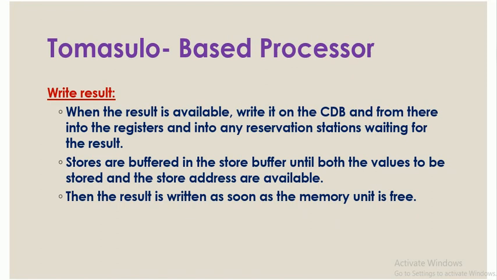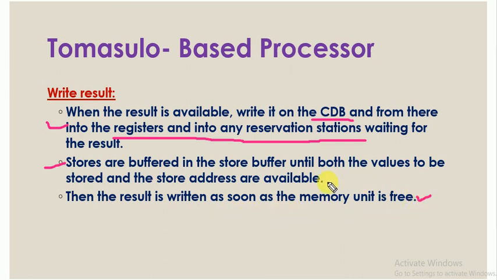Then the third stage is write result. When the results are available, the result is given to the CDB, the common data bus. The results are written from the functional unit onto the common data bus. From there, they go to the registers and to the reservation stations waiting for that particular result. If it is a store operation, stores are buffered in the store buffer until both the value to be stored and the store address are available, and the result is written as soon as the memory unit is free.